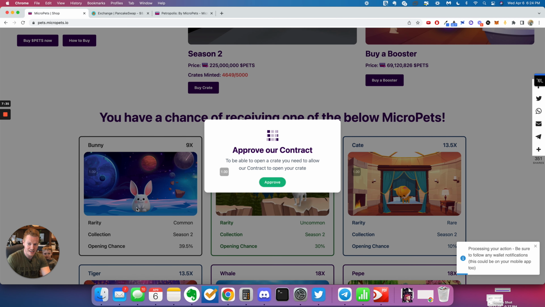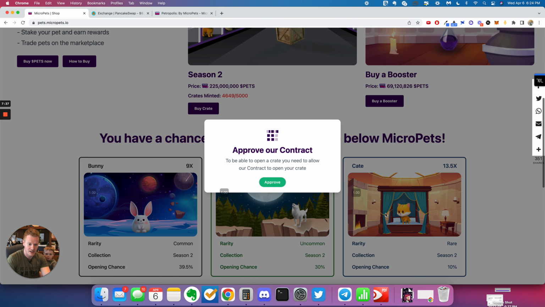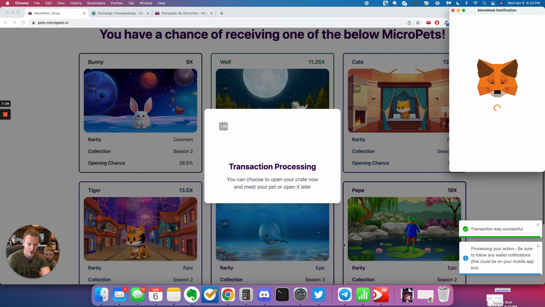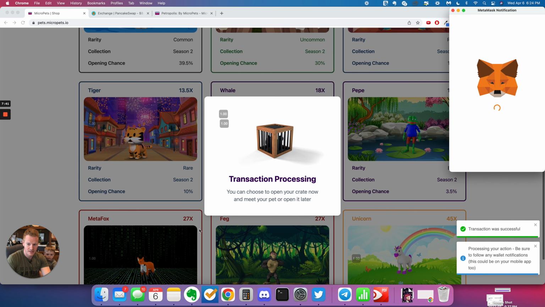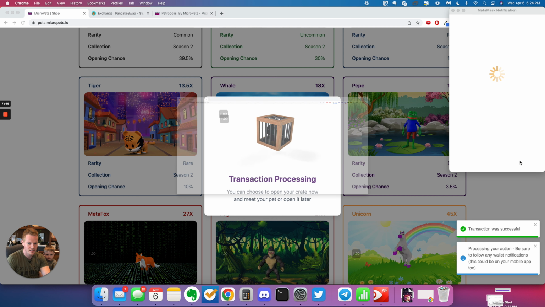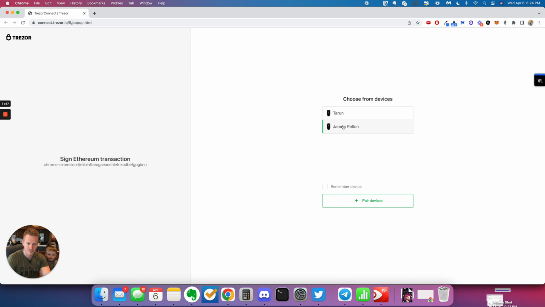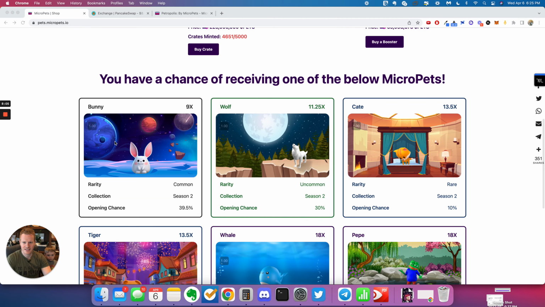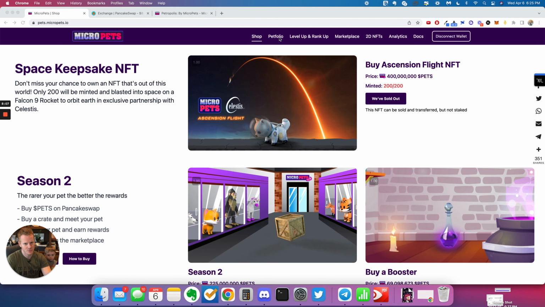These are the different things that could be: a bunny, a wolf, a cat, a tiger, a whale, a frog, a fox, a gorilla, or a unicorn. Which one do you hope it is? I hope it is a frog. The frog? Yeah. Pepe? All right. So bunny's the least. So hopefully we didn't get two bunnies.